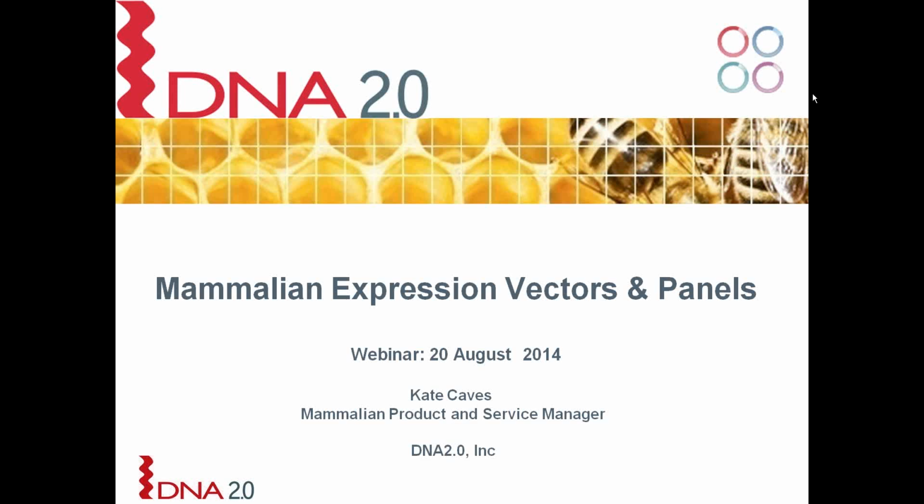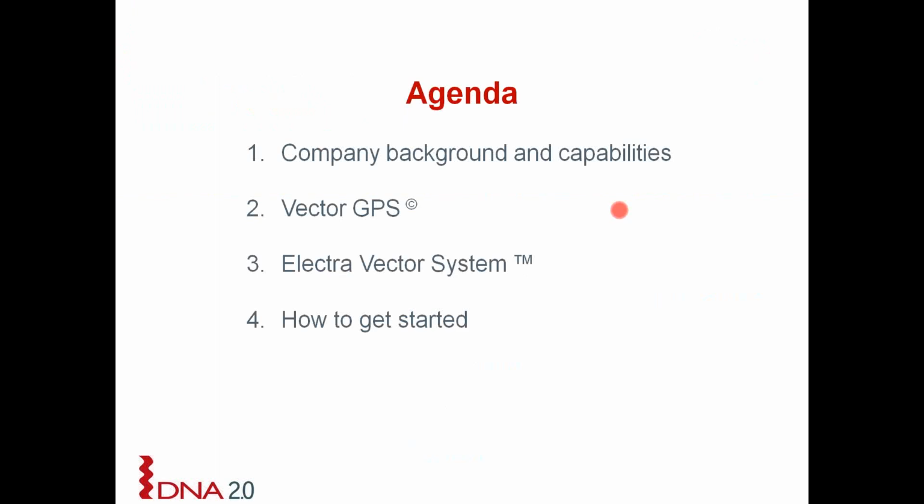So today we're going to be talking about our mammalian expression vectors and panels. So here's a quick agenda for what we'll cover today. I'll give you a brief background on our company and our capabilities. We'll discuss our new service, Vector GPS, and the catalog products that complement the service. We'll discuss the technology that helps make this possible, the Electra vector system, and then we'll talk about how to get started on your project.